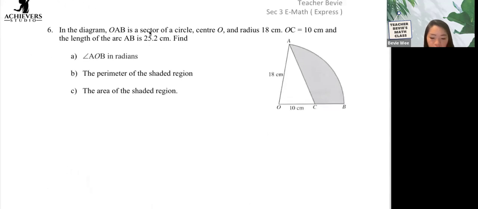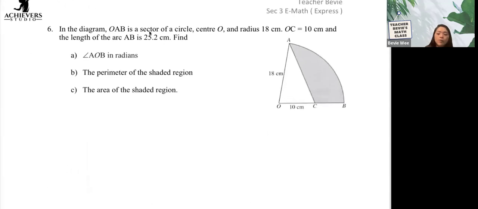Okay, question 6, same thing. But this time around, if you take note of ACB, it is not a nice segment. It is just another random shape, right? Okay, so take note of that. I want angle AOB first. Okay, how to find angle AOB? What am I given? Radius 18, OC 10.